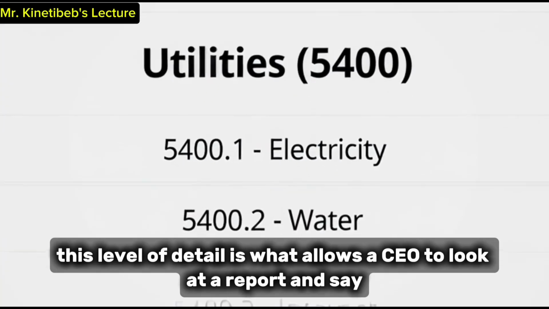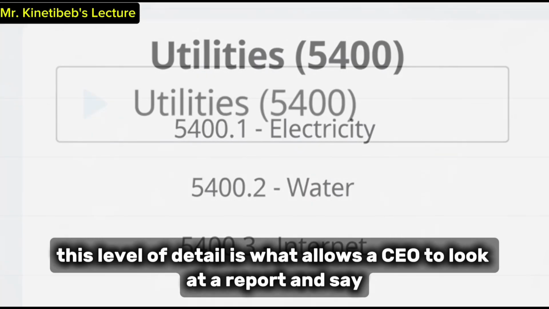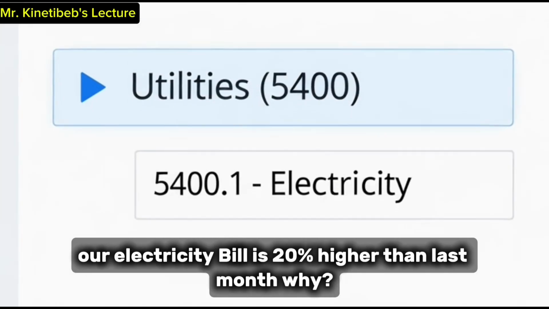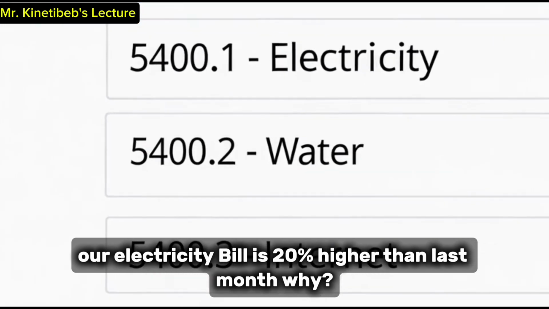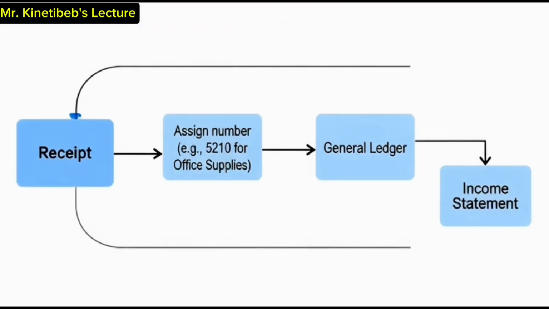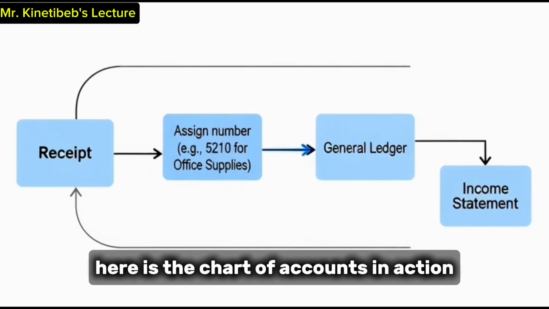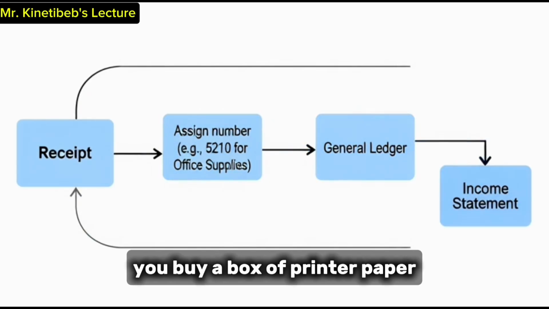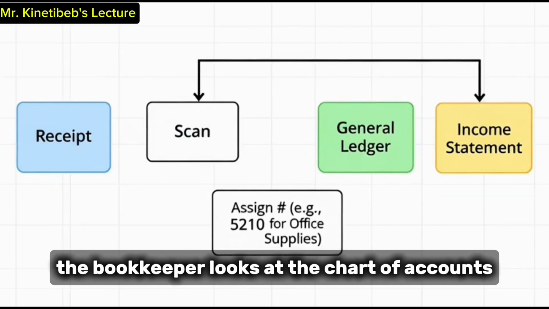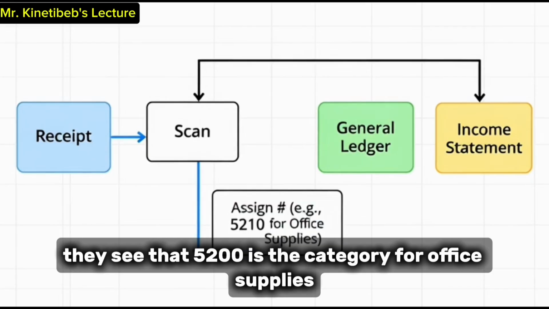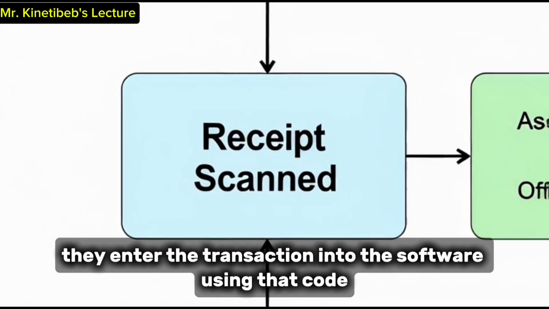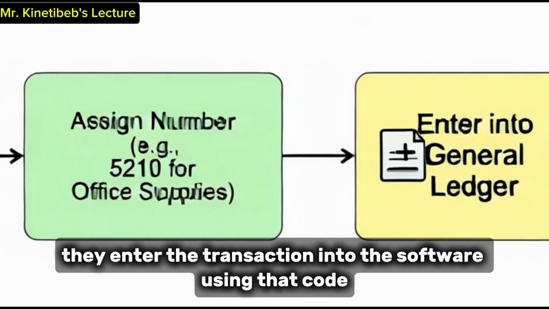This level of detail is what allows a CEO to look at a report and say, "Our electricity bill is 20% higher than last month. Why?" Here is the chart of accounts in action. You buy a box of printer paper. The bookkeeper looks at the chart of accounts. They see that 5200 is the category for office supplies. They enter the transaction into the software using that code.